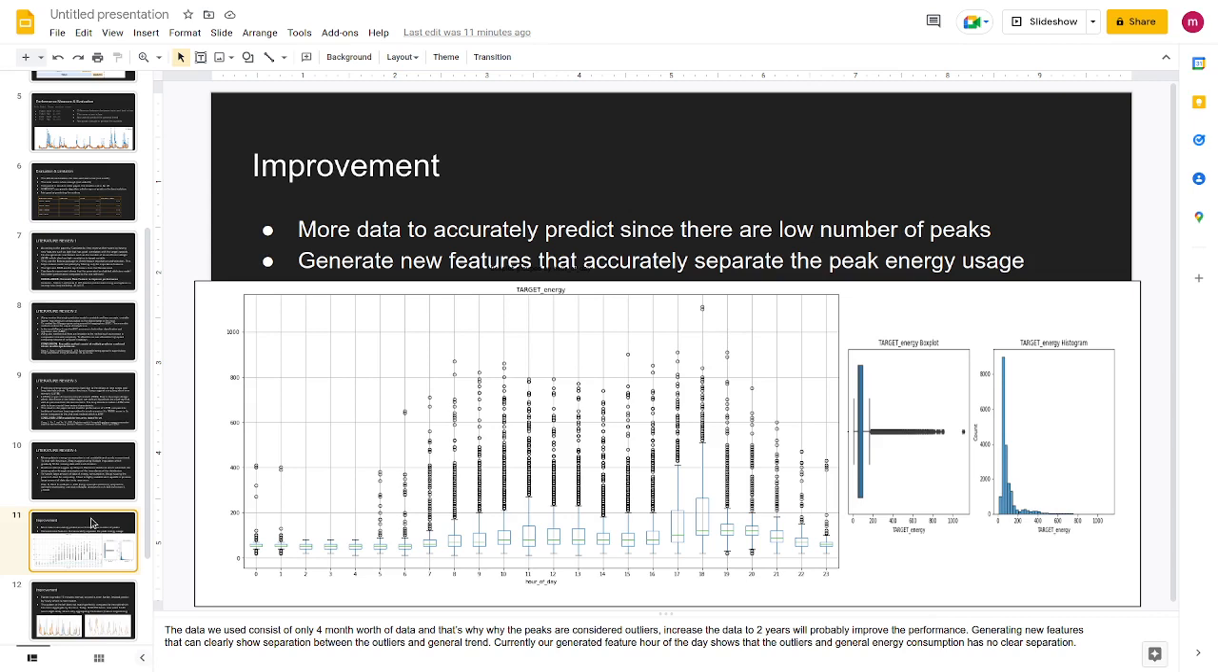One thing that we can add is more data to predict accurately, since there are a low number of peaks. We only use about 4 months' worth of data, which is really small, and we can also generate new features that accurately separate the peak energy usage. The features we generated, like hour of the day, don't clearly separate the outliers and the general trend.